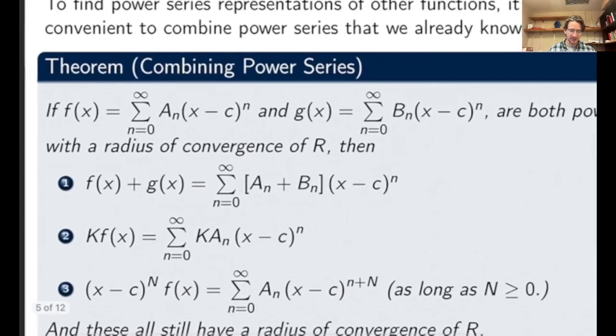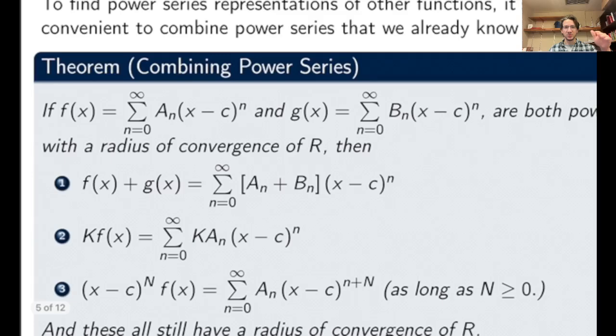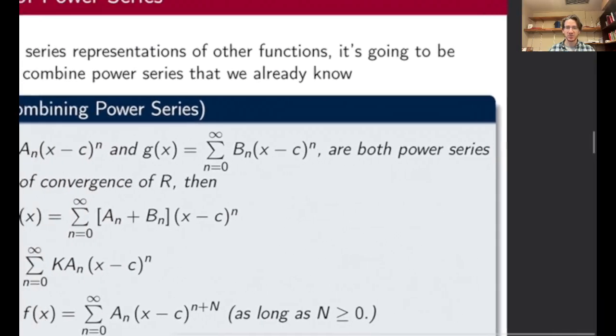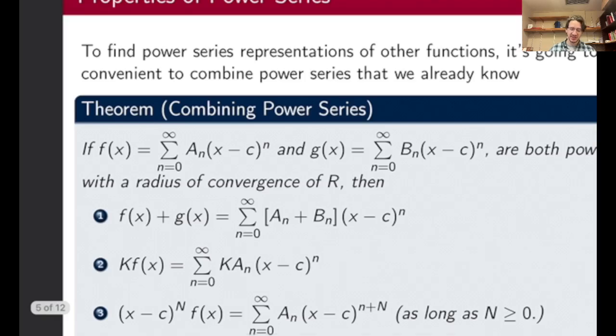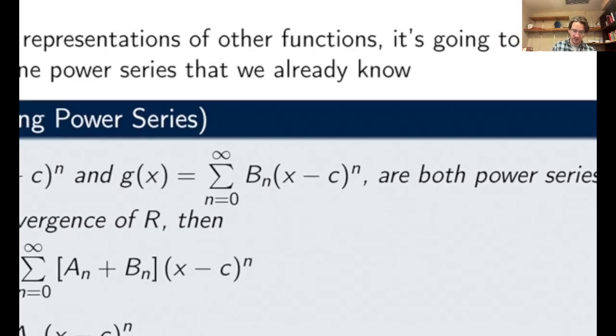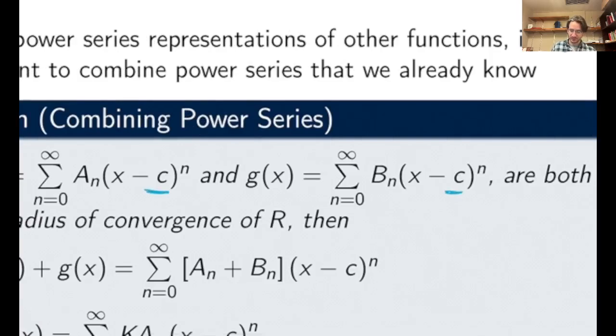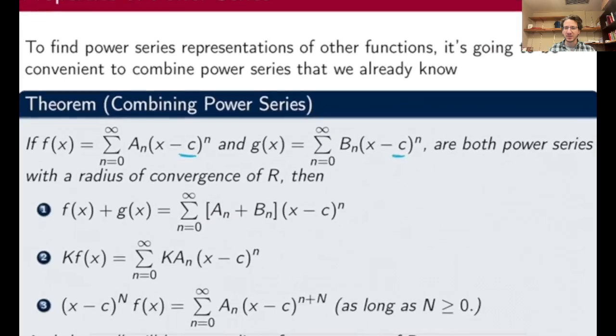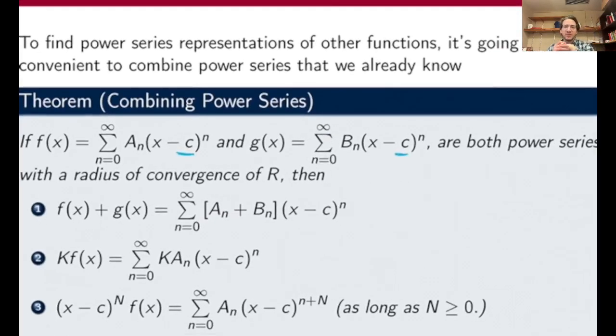So if f(x) is the power series, the sum from 0 to infinity of a_n times (x minus c)^n, and g(x) is the sum from 0 to infinity of b_n times (x minus c)^n. So notice these are both power series centered at c. They have the same center. And both power series have a radius of convergence r. Technically, that's a little too strong. You could have f(x) and g(x) have a different radius of convergence. And in that case, the things that all follow here will all be true on the smaller radius of convergence.